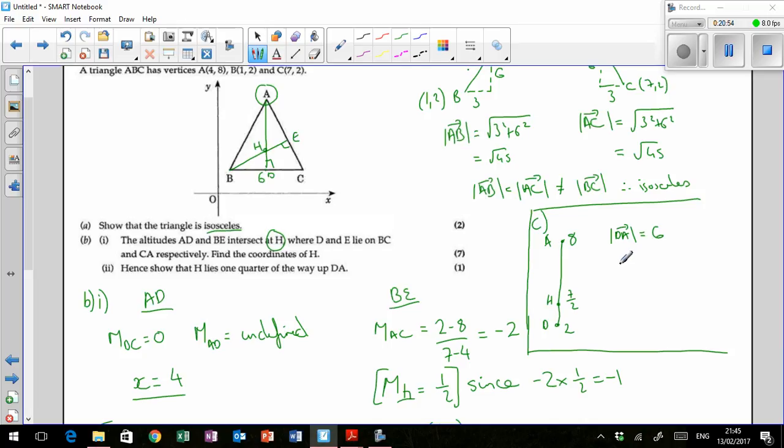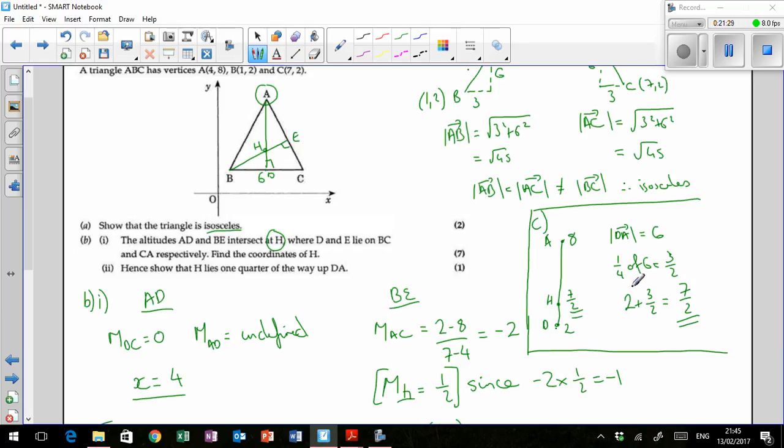1/4 of 6. So 1/4 of the way up the line will be 1/4 of 6, which is 1.5. So 1/4 of 6 is 1.5, or 3/2. So for H to be 1/4 of the way up that line, we have to do 2 plus 3/2. That's 4/2 and 3/2 is 7/2, which matches up to H. So this matches, therefore they are the same.